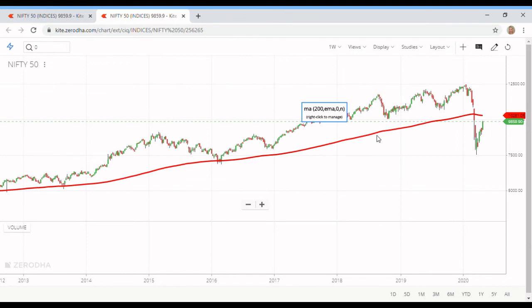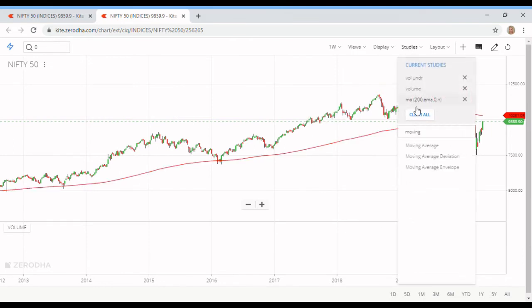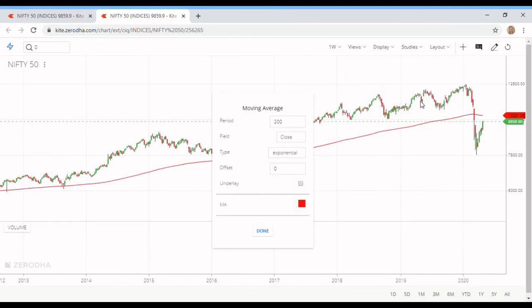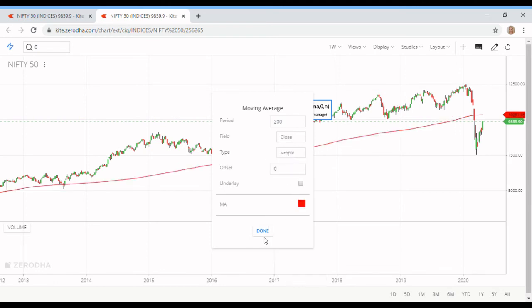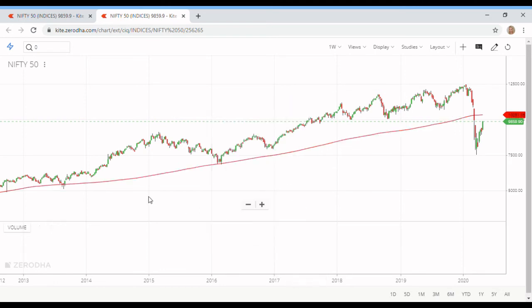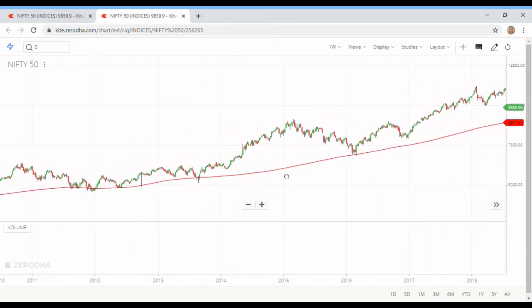So this is about the exponential moving average. Now we can look at the 200 period simple moving average. Again it works the same way, and you can see the prices started moving up whenever they started hitting the moving average. You can always trail your SL if you are in a trade, based on these moving averages.